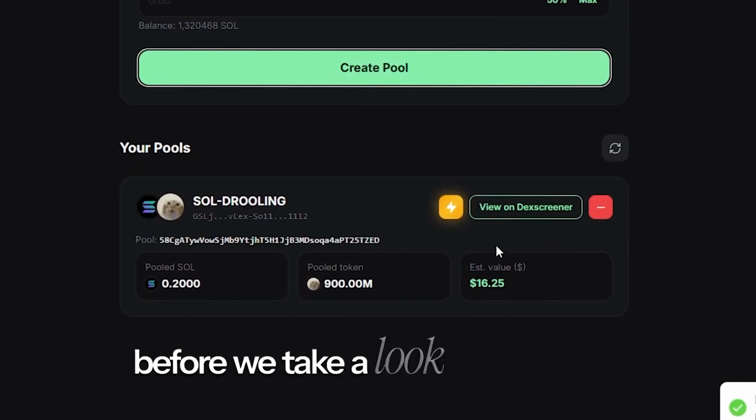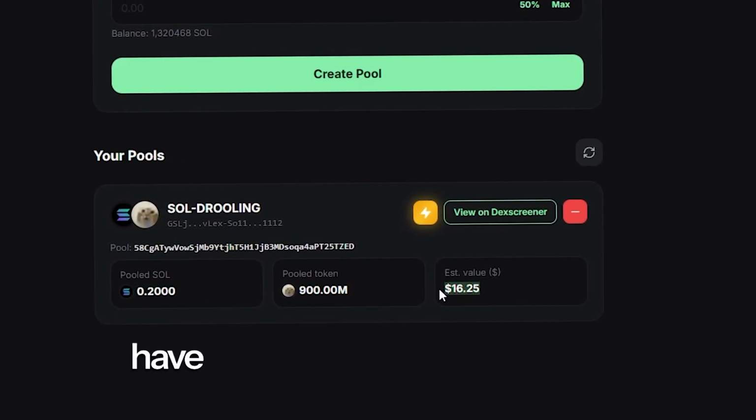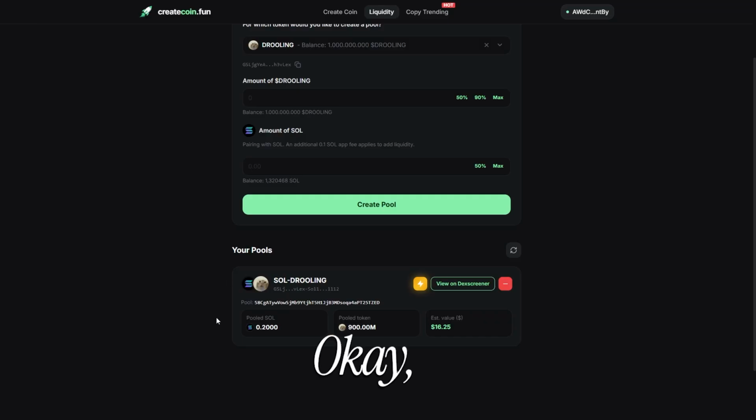Now, before we take a look at DEX Screener, there's a few things I want to look at. First of all, there's our SOL there. There's how many tokens we have, and there is our estimated value. Okay, so we are live.